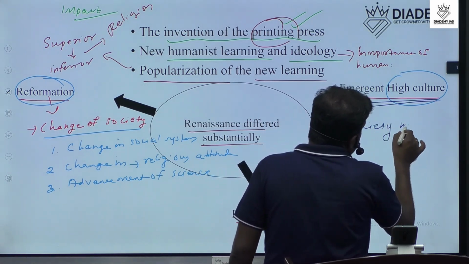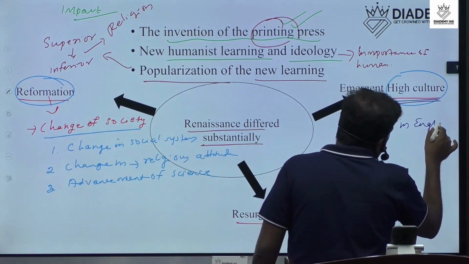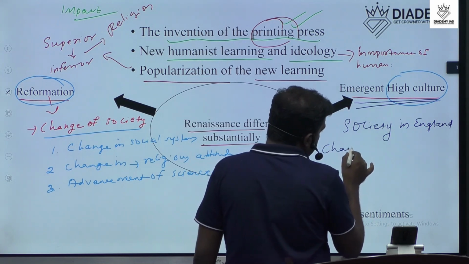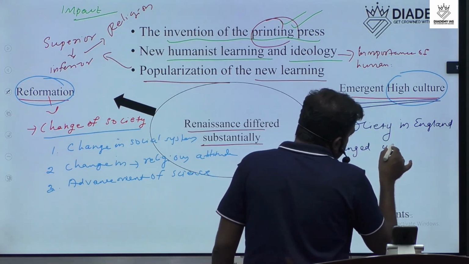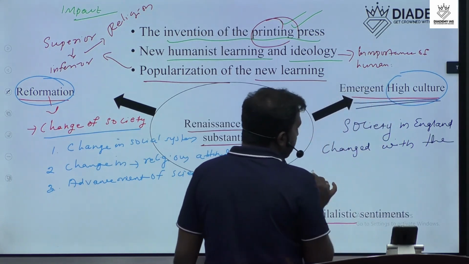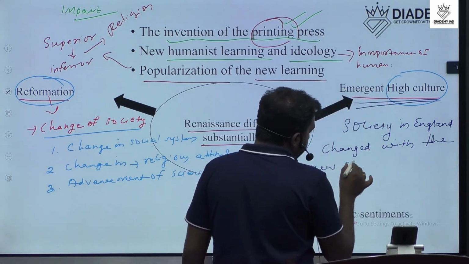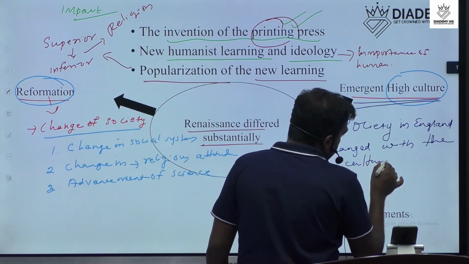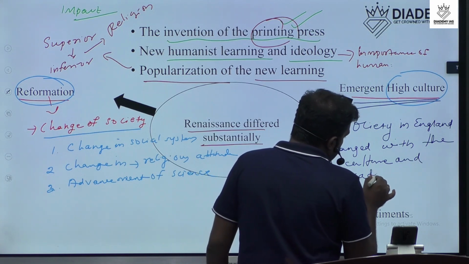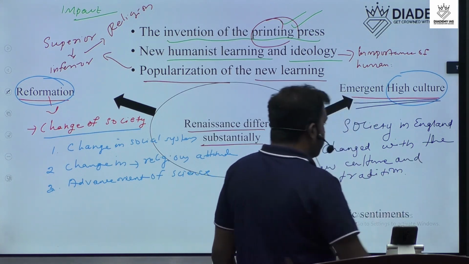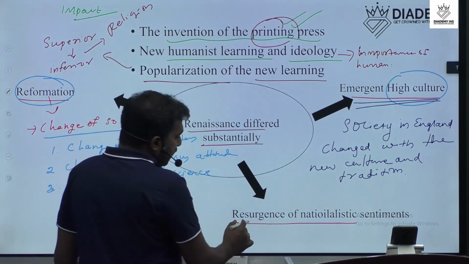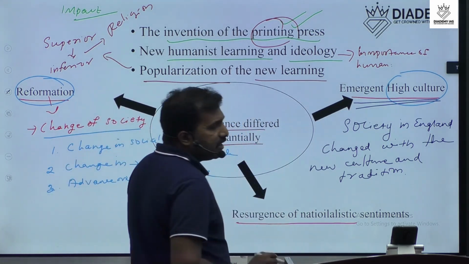That means society in England changed with the new culture and tradition. This is another important point relating to the Renaissance. And the third one is resurgence of nationalist sentiments.